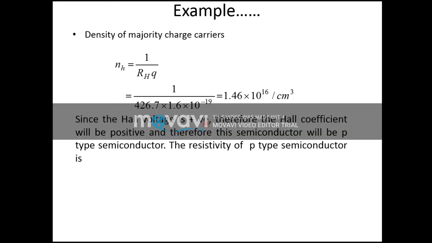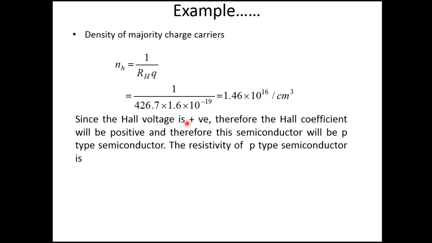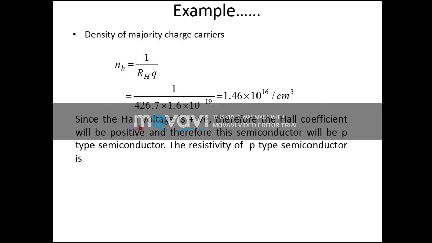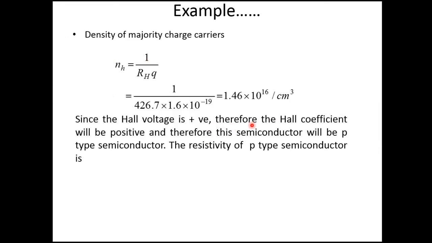Now comes here why we are saying that the majority charge carriers are holes here, because you know that since the Hall voltage is positive, क्योंकि इस क्वेश्चन में हॉल वोल्टेज क्या दिया है, पॉजिटिव दिया है, therefore the Hall coefficient will be positive and therefore this semiconductor will be a p type semiconductor. अगर ये हॉल वोल्टेज नेगेटिव दिया होता तो यहाँ पे मेजॉरिटी चार्ज कैरियर्स कैसे होते, then they would have been electron, लेकिन पॉजिटिव दिया है इसलिए the majority charge carriers are holes.